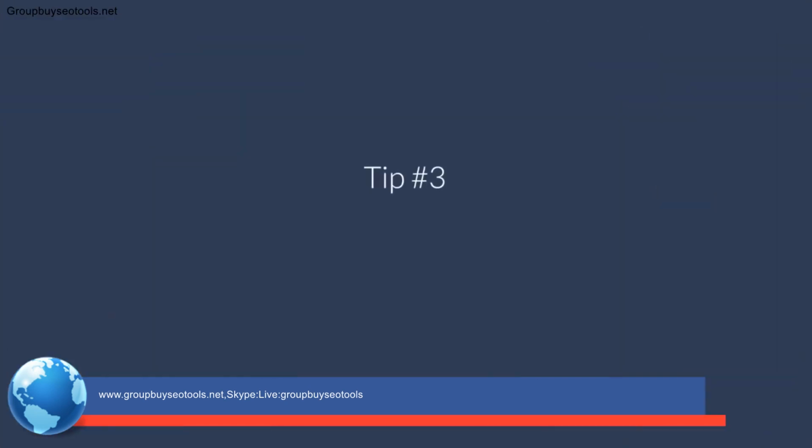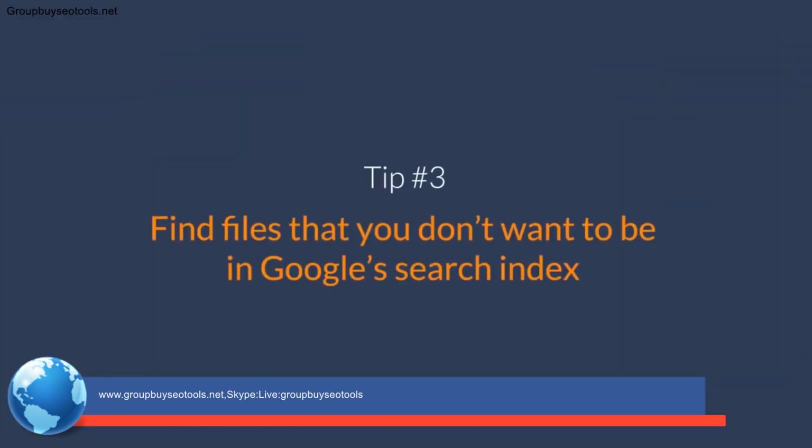Alright, the next hack is a really cool one, but before I show you this, in the words of Google, don't be evil. This search query helps you find specific file types that you probably don't want to be in Google's index. Now, a good example of this is if you use lead magnets or content upgrades to generate new leads. You'd probably want to protect these assets by correctly configuring your robots.txt file.